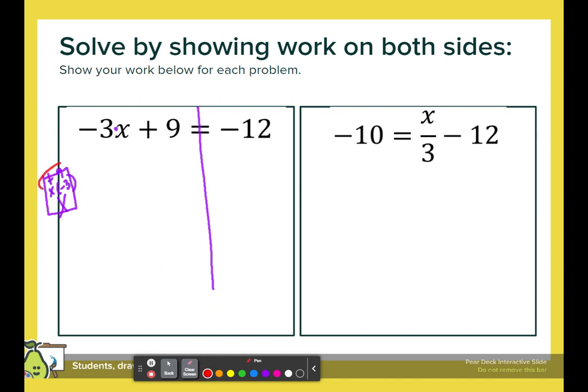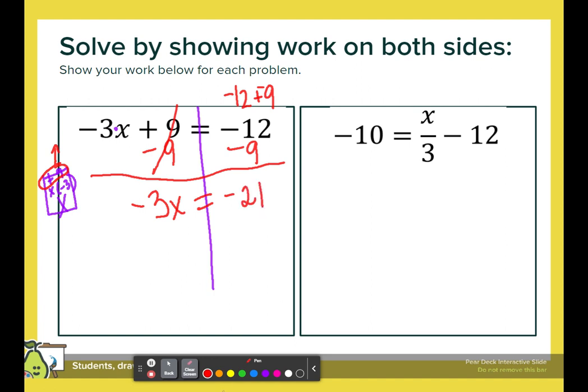Unpack. What am I going to do to solve? I'm going to subtract 9 first. So that gets rid of this, but I'm left with a negative 3x. And on this side, negative 12 minus 9. If you do that on your calculator, negative 12 minus 9, remember, it's keep change. So that's really a negative 21. Use your calculator when you can.